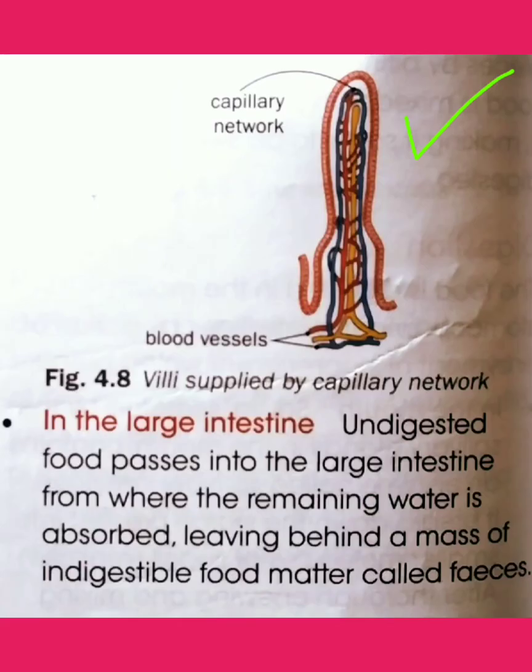After that, the undigested part that remains passes into the large intestine, from where the remaining water is absorbed. And what is it leaving behind? It is leaving behind a mass of indigestible food matter called feces. So this is the undigested product.